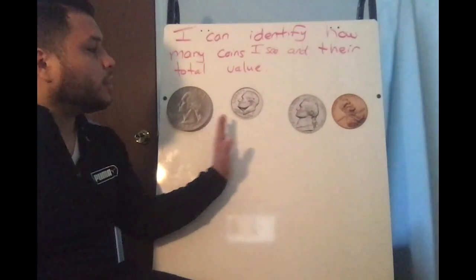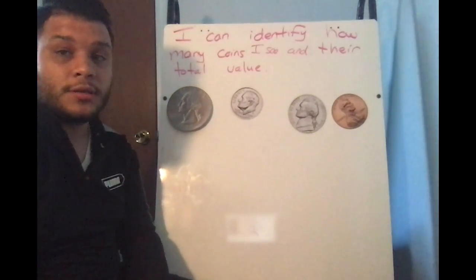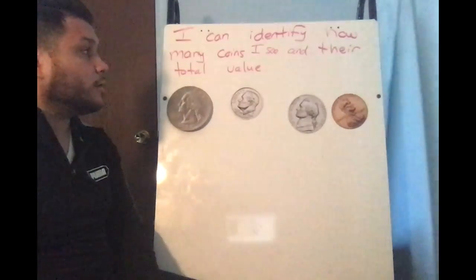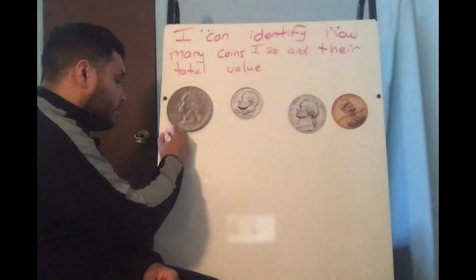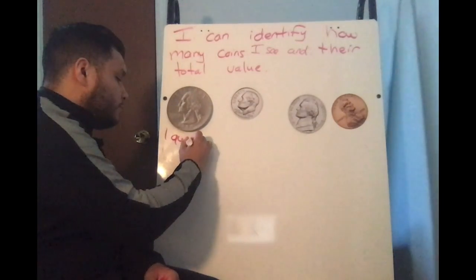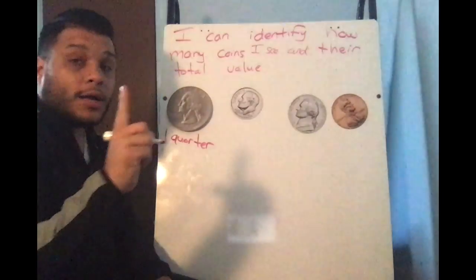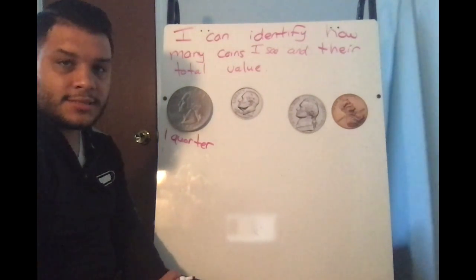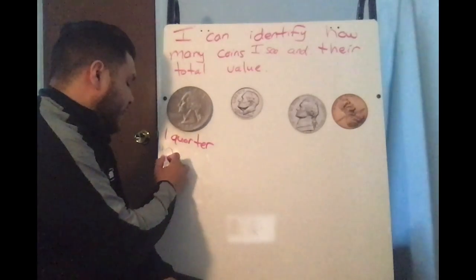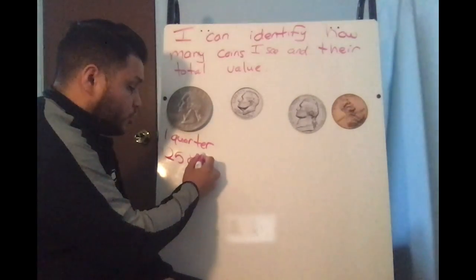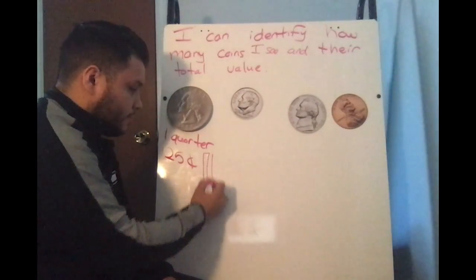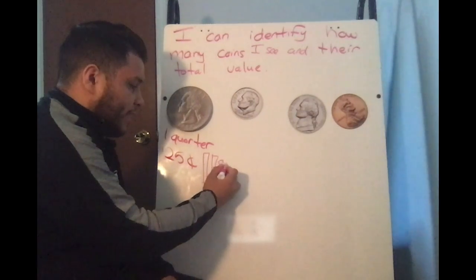So let's start off with the examples that we have on the board. We have how many quarters? Yes, we see 1 quarter. And we know that 1 quarter is worth how many cents? 25 cents. The way I show that would be with 2 tens and 5 ones.